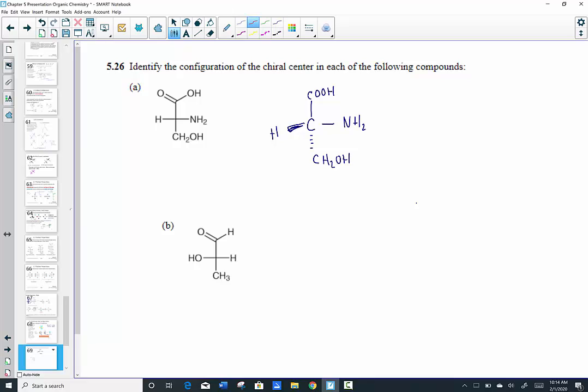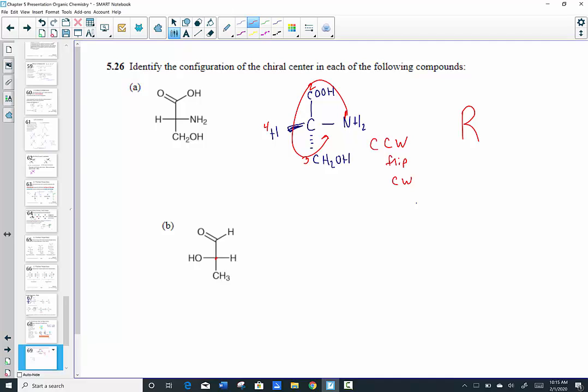Assign priorities. The highest priority would be the nitrogen. Lowest priority, of course, is the hydrogen. The carbon attached to most oxygen would be next. Here's the hydrogen, the carbon attached to most hydrogen. When we spin, we get a counterclockwise configuration, but the hydrogen was a dash. Priority 4 is coming out of the page, so I flip. This ends up to be a clockwise configuration. This is an R chiral center.